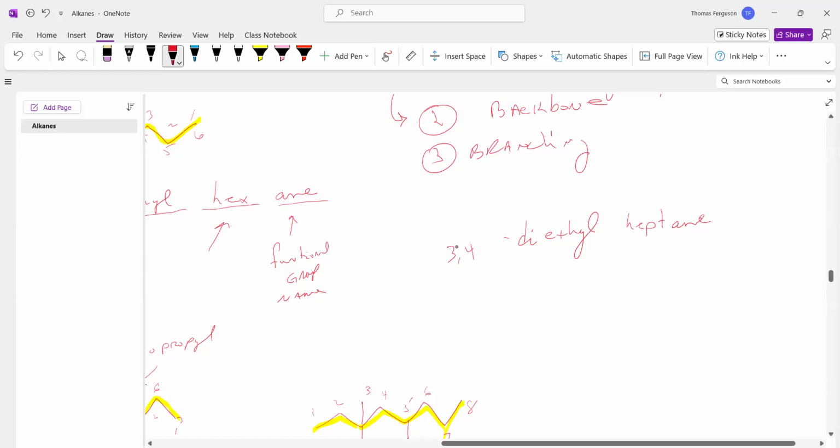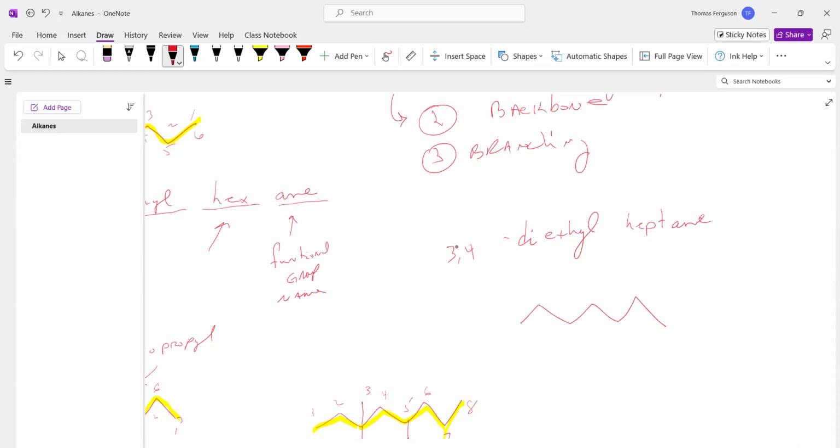Okay. So first thing is, what's the functional group? ANE, so it's an alkane. That means it's just carbon and hydrogens. Backbone is hept. That means it's 7 carbons long. So we go 1, 2, 3, 4, 5, 6, 7. And branching's on carbon number 3 and 4.